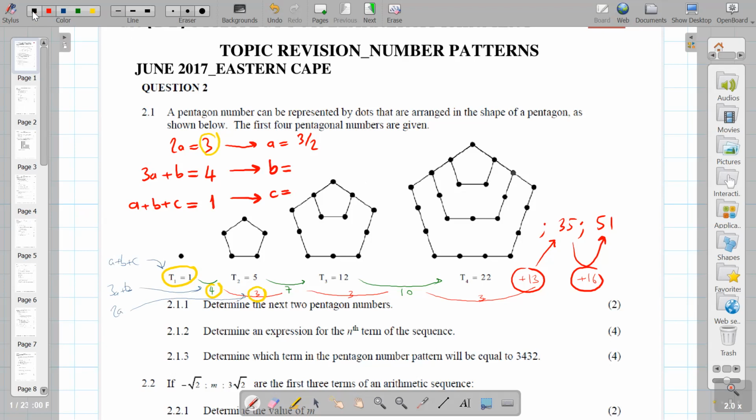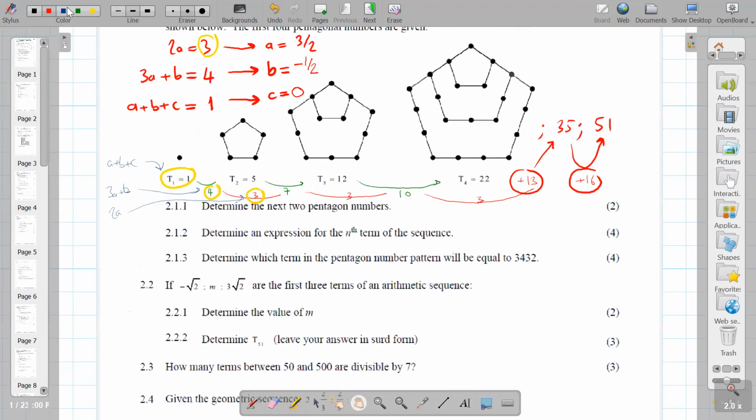Now, what is the value of the other two, b and c? Let's see. If a is 3 over 2, 3a is 9 over 2. 4 minus 9 over 2, and 9 over 2 is 4.5, so it's negative half, negative 1 over 2. And then what else? We have their sum. So a plus b already gives me 1. So that means c value is 0. Okay, so that's what we got. But don't forget writing the answer over there. The nth term, Tn, let me write down the answer. It is 3 over 2 n squared minus 1 over 2 n, and c is 0.